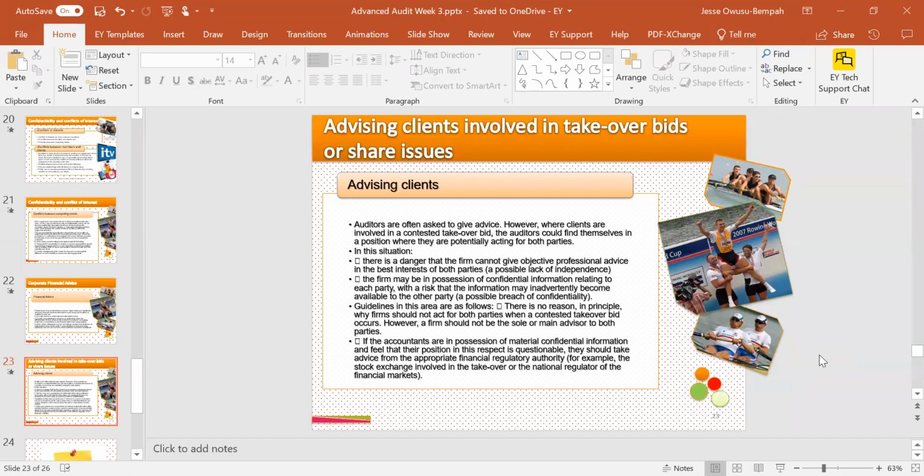So advising clients is a very tricky area. As we've already talked about, when they are competing clients and you are doing it for two clients, you're in the middle of two clients. It can be very, very tricky as an auditor. So that's something you need to keep in mind, as always.